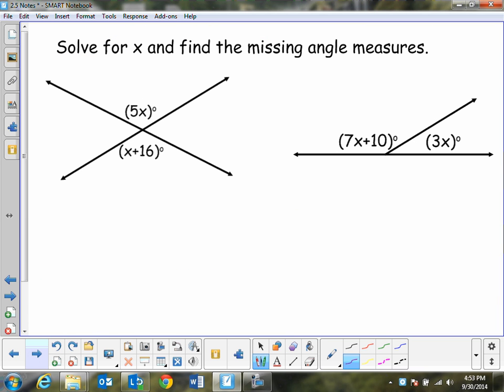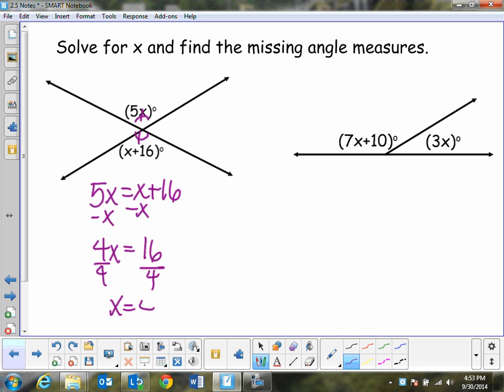So let's practice a couple of problems, because it's a pretty simple objective, and like I said, most of y'all already knew these just by figuring it out. So the way we want to solve for x and the missing angle measures, these two angles right here are congruent because they're verticals, so we can set that up. 5x is equal to x plus 16. Do your algebra, 4x is equal to 16, divided by 4, divided by 4, x equals 4.